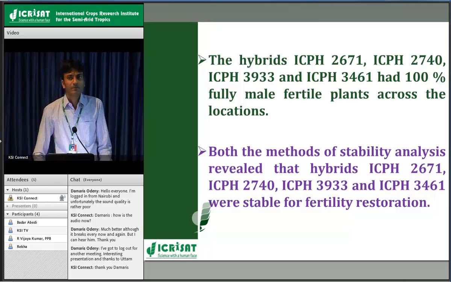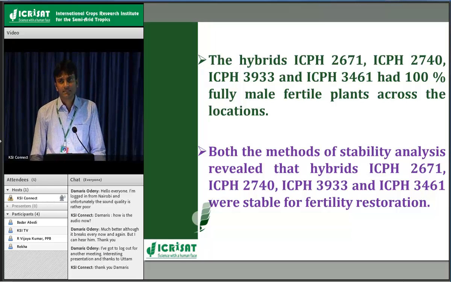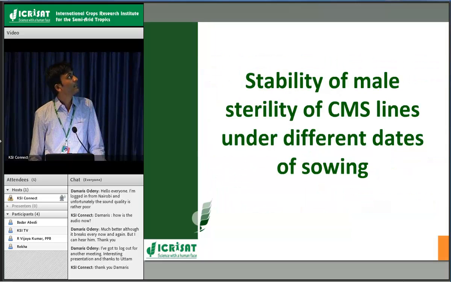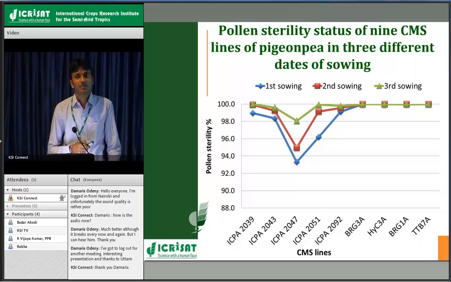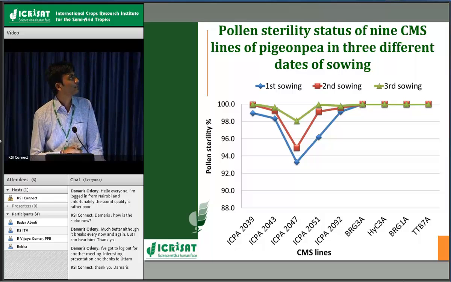Now coming to the stability of male sterility, the expression of male sterility under three different dates of sowing. Here is the pollen fertility status of different CMS lines under three different dates of sowing. We can see that the sterility status of ICPA 2039, 2043, 2051, 2092, BRG3A, HYC3A, BRG1A and TTB7A is more than 95% pollen sterility. This means these lines express complete pollen sterility at all three different dates of sowing. But ICPA 2047 expressed the minimum sterility in all three dates of sowing.